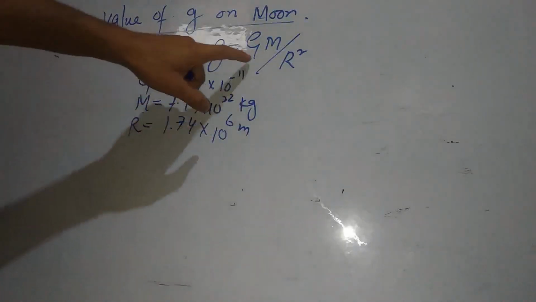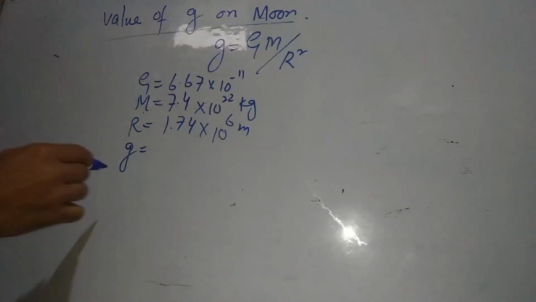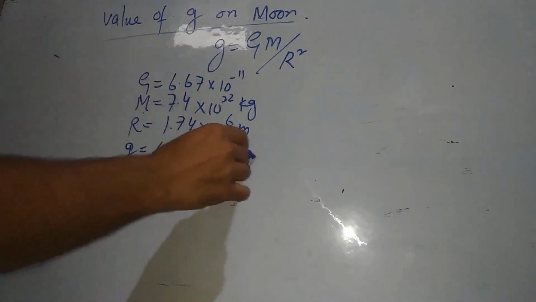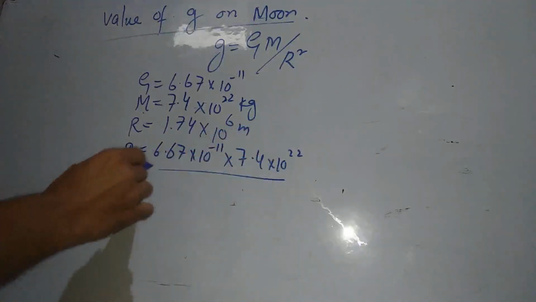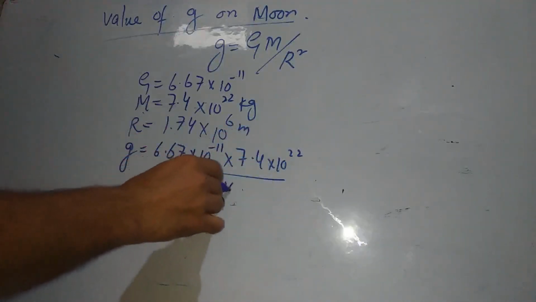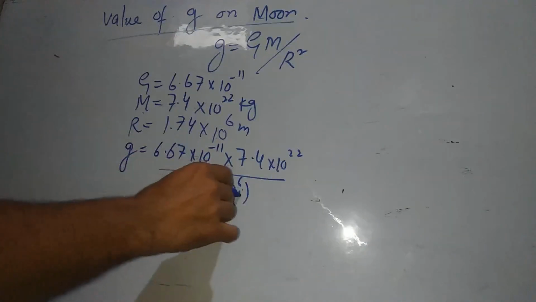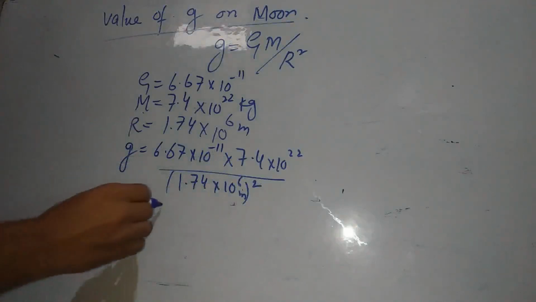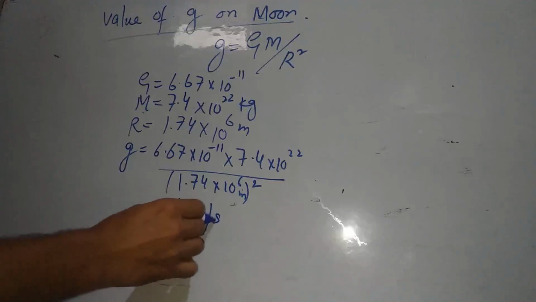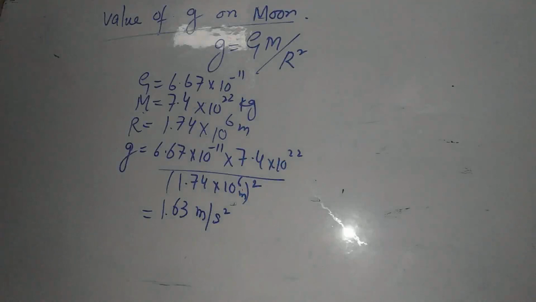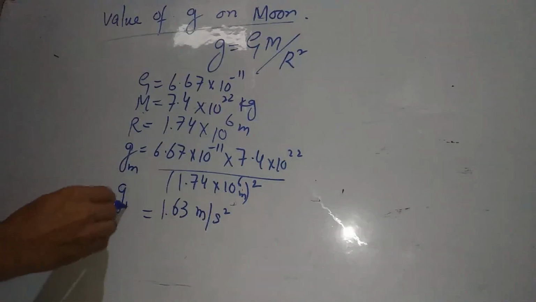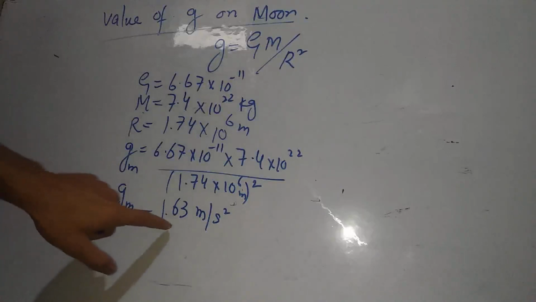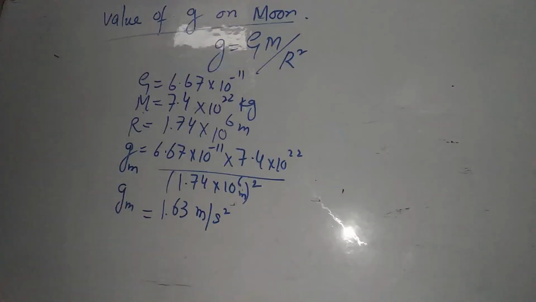So putting these values in this equation, we get g is equal to 6.67 × 10^-11 multiplied by 7.4 × 10^22 divided by (1.74 × 10^6 meter)^2. So when I calculate this, I will get 1.63 meter per second square. I can put here the subscript gm. So I get the value of g, acceleration due to gravity on moon, is equal to 1.63 meter per second square. Okay.